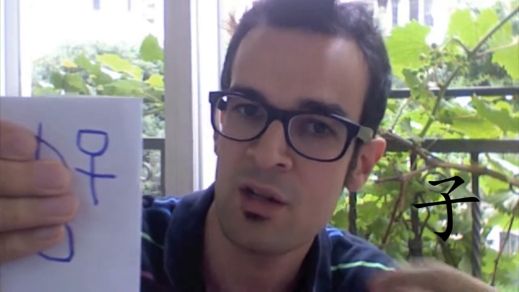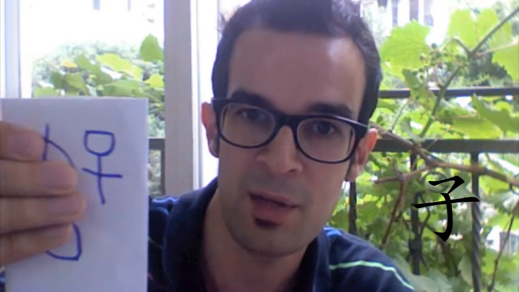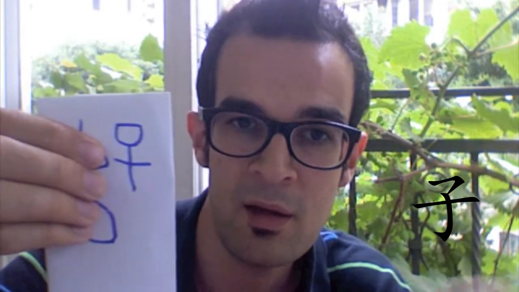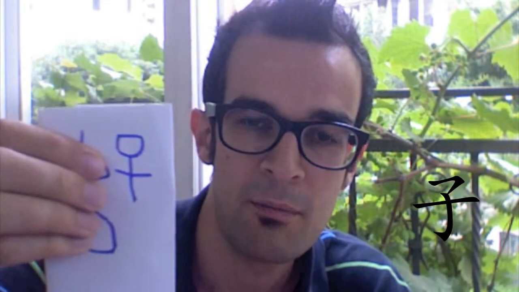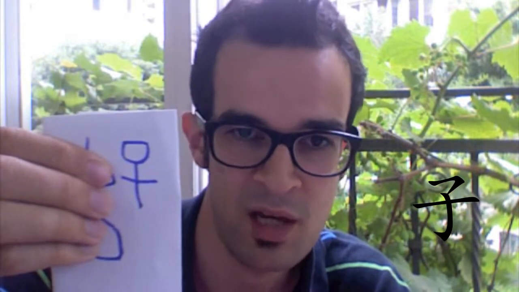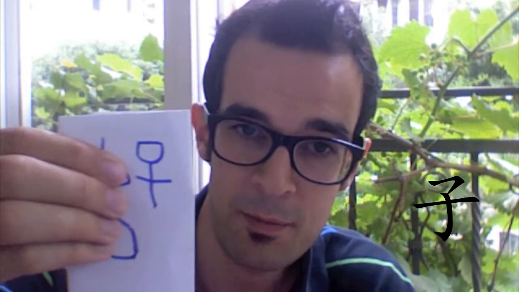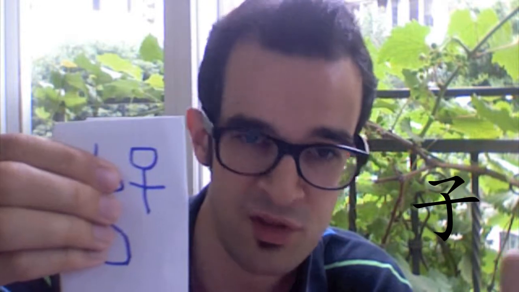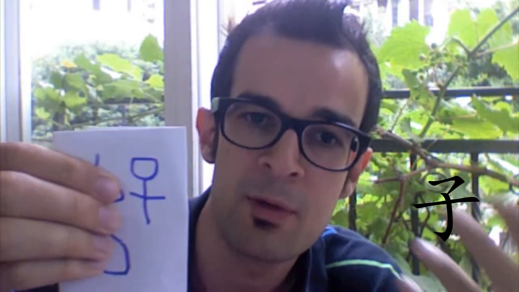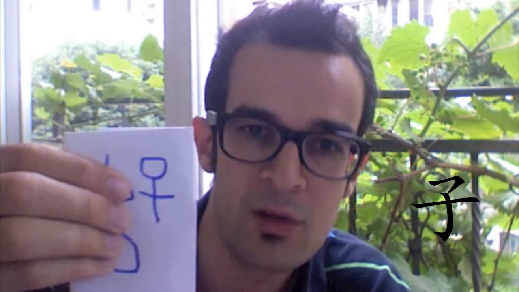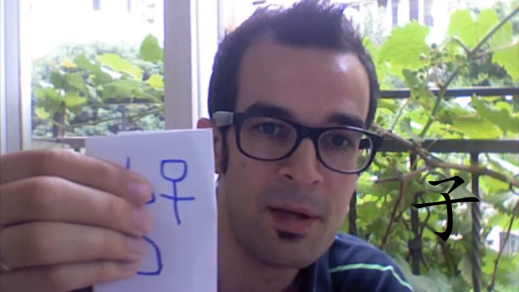The other side, if we move across here, is zi. It's also a character on its own, as you can see at the bottom of the screen. Zi means baby. So here we can see a baby with a big head, the head being bigger because babies' heads are bigger proportional to the body. The body is very simple, it's just a line, there's no legs because the baby would be wrapped up in a cloth. So this is very clearly a baby.